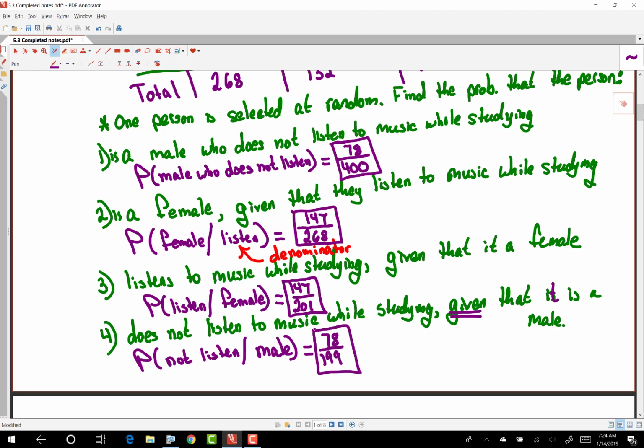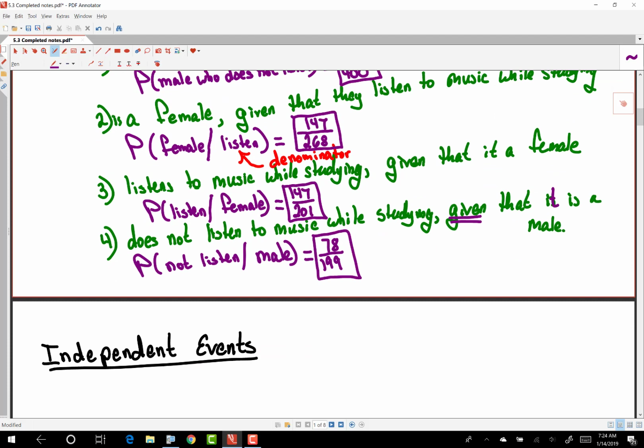And so notice doing that, we did not use any sort of formula. We were able to just figure it out by looking at the contingency table. And that will be the case with any of the problems that you do with conditional probability. Okay, we'll come back to this when we get to the textbook examples.